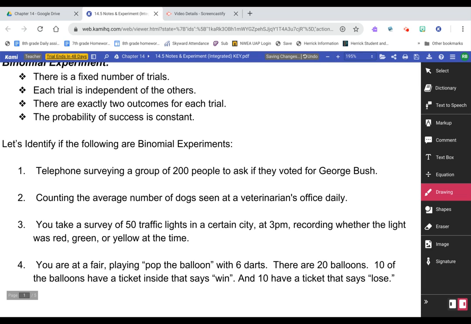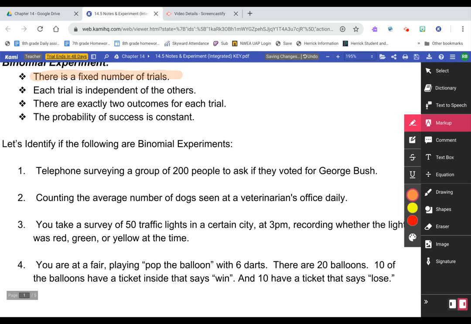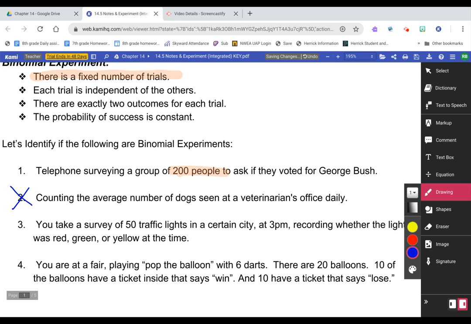Let's see if it meets the first criterion. We have a telephone survey that asks a group of 200 people. Does that fit the first criteria, which says it's a fixed number of trials? And the answer is yes, there's only 200 people that are surveyed. Number 2, we're counting the average number of dogs seen at the veterinarian's office. And this does not meet the fixed number of trials. Okay, there could be 10 dogs in the office one day. There could be 100. There's not a fixed number of trials happening.